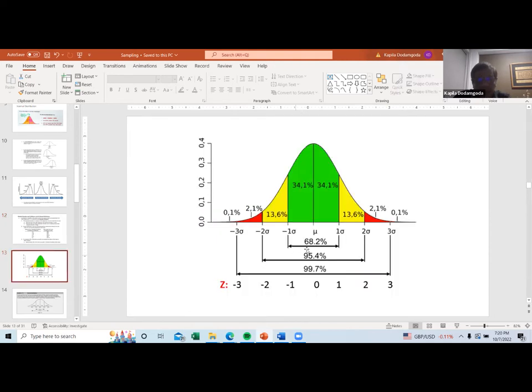Say the same thing here. Say mu is mean, one standard deviation more, one standard deviation less. So if you take the values, mean is 100, standard deviation is 10. So 100 minus 10 is 90, 100 plus 10 is 110. So between 90 and 110, 68.2% of the values are within. Two standard deviations mean 80 and 120, 95.4% of the values are between 80 and 120. 99.7% of the values are between 70 and 130. So that is what it means.